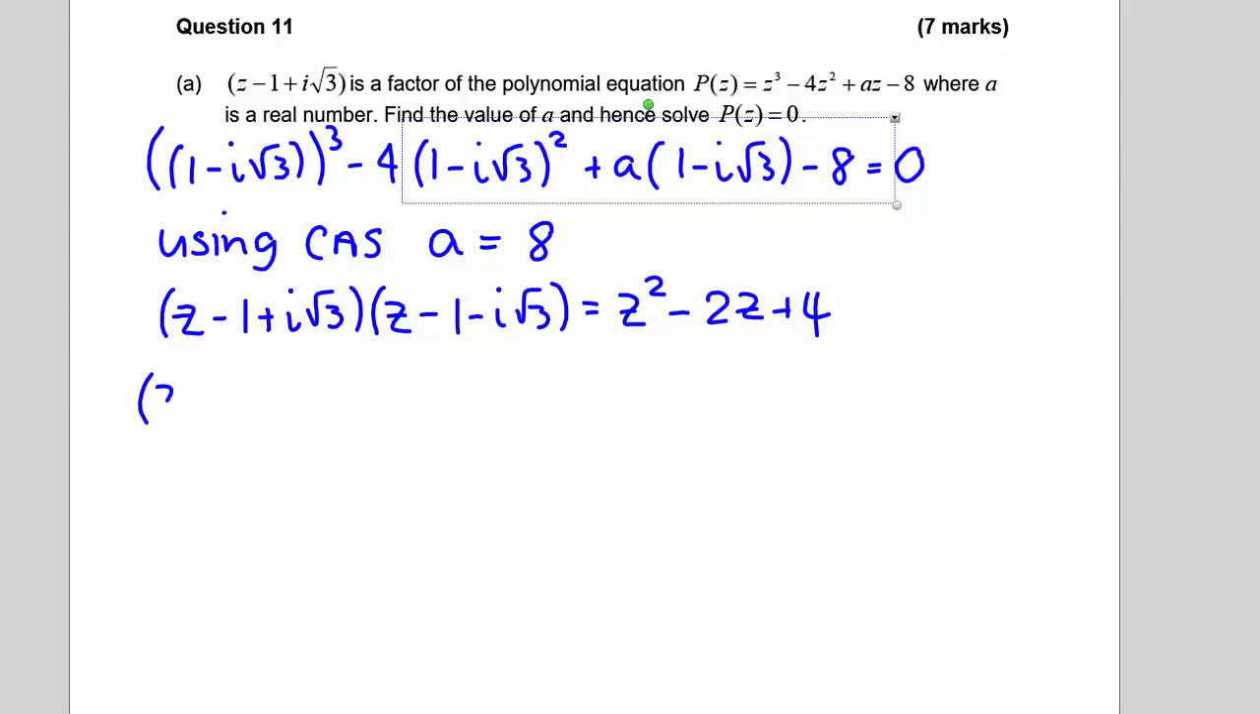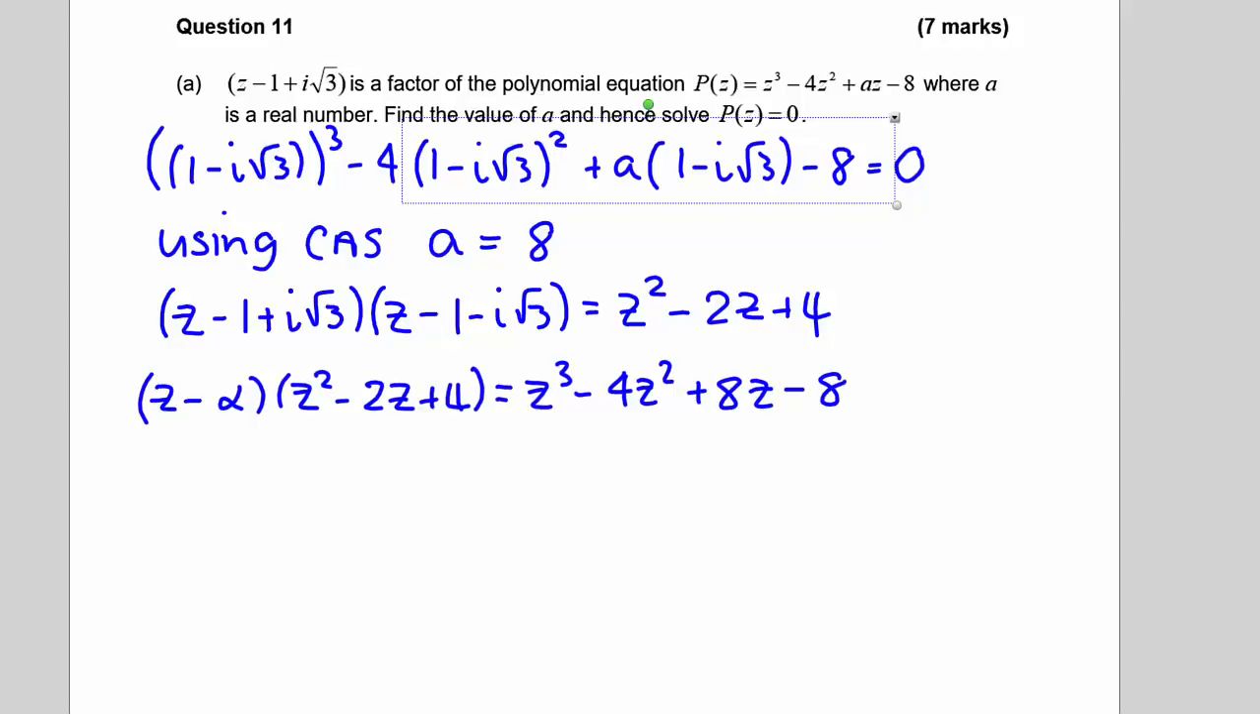And you know that z take away, let's call it alpha, times z squared take 2z plus 4 equals z cubed take 4z squared plus 8z take 8, we found out a was 8. You could also factorize it on your ClassPad anyway. And you discover that it's z take away 2, z squared take 2z plus 4 equals 0.